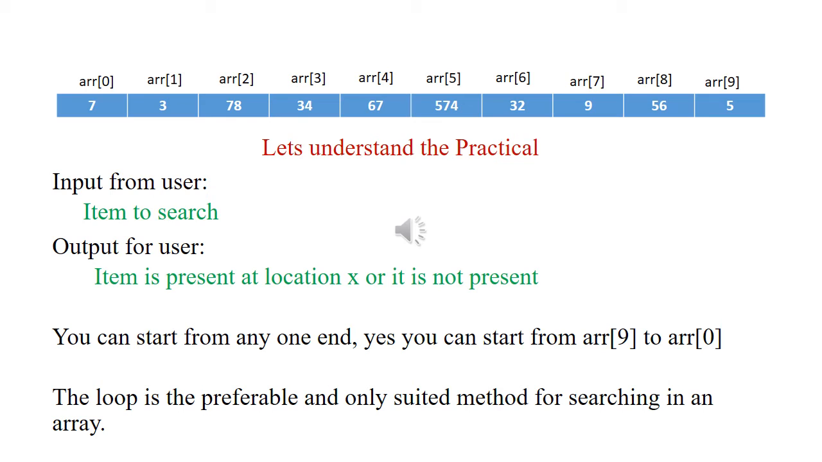The loop is preferable and the only suited method for searching in an array. So to search each and every element, we are using a for loop. We cannot compare one by one every element with the item, because an array can be of size 500. So we cannot do this. And the third point is you can start from any one end. So we are starting from the left side, from ARR 0 to ARR 9, and we are using a for loop from 0 to 9.